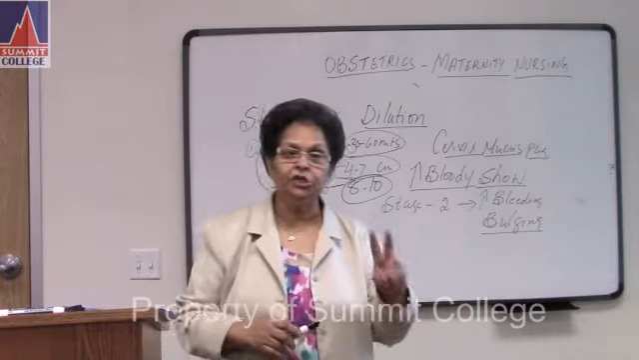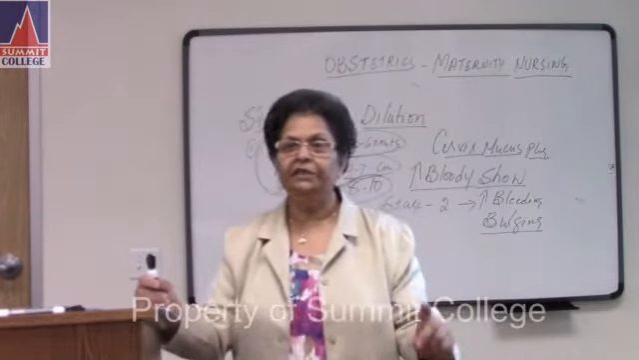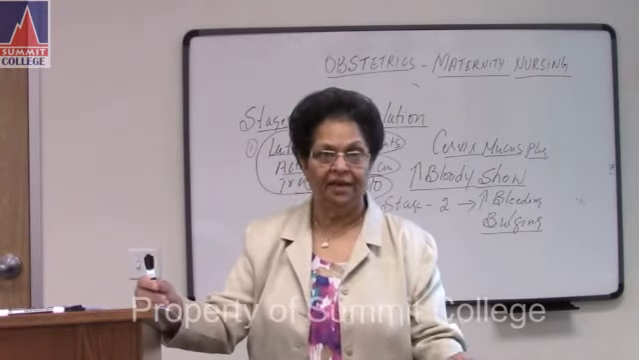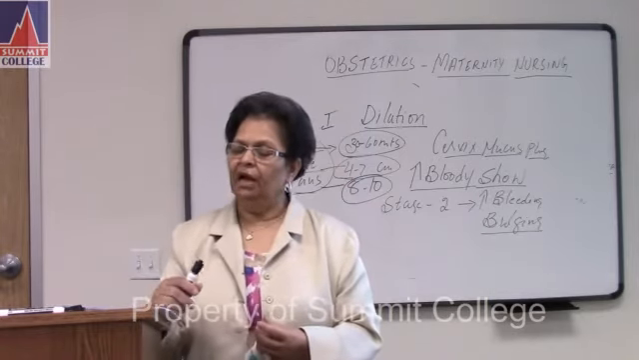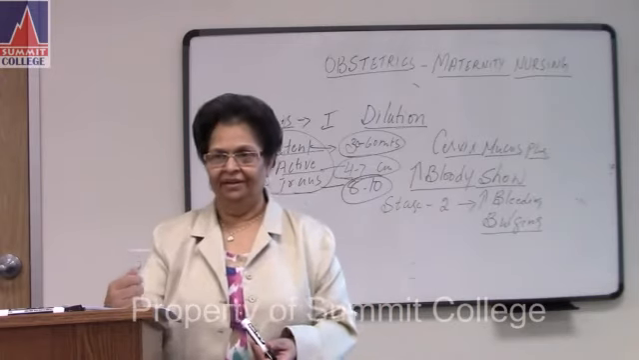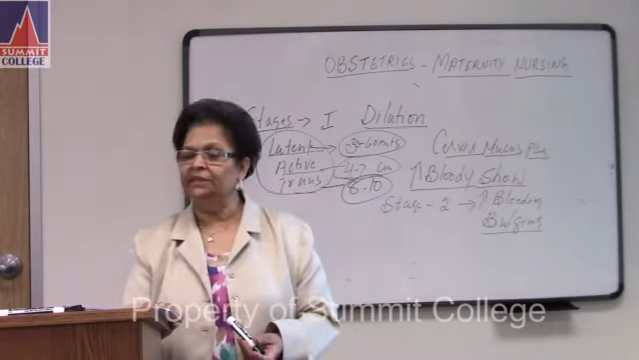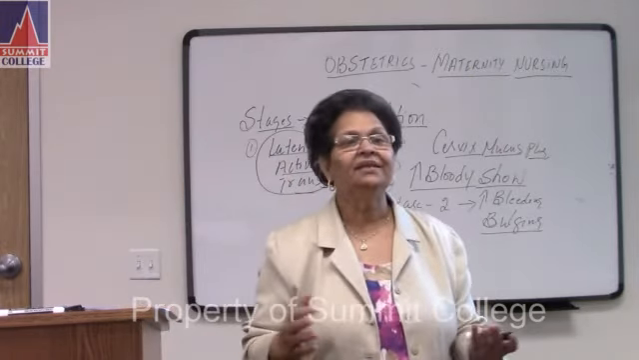Now, stage 3. So stage 2 is delivery of the baby. Stage 1, dilation. Stage 3 is delivery of the placenta. Now, what is the sign of placenta delivery? I want you to write down on the top: the cord is getting longer and bleeding is more profuse. So what is the sign of stage 3? Stage 3 is placenta delivery.